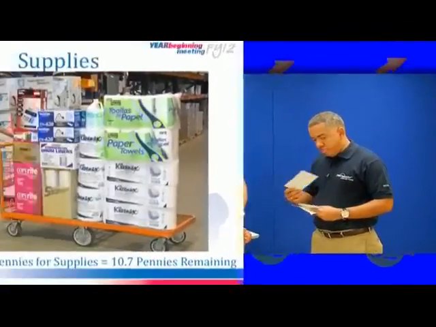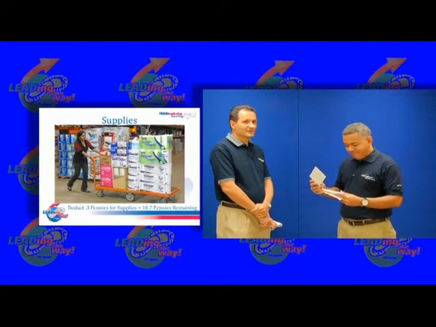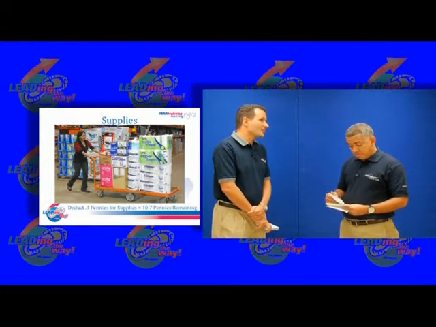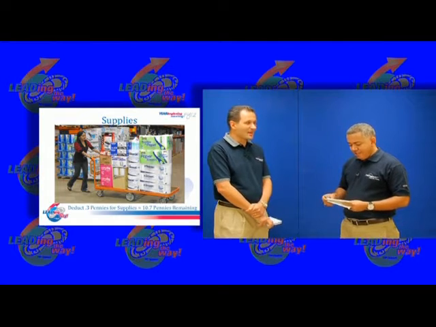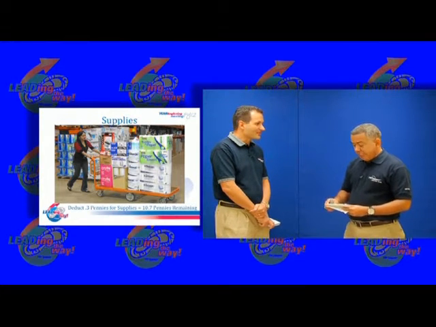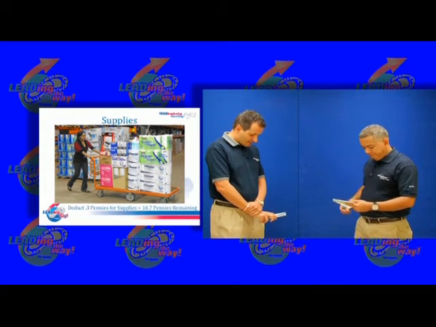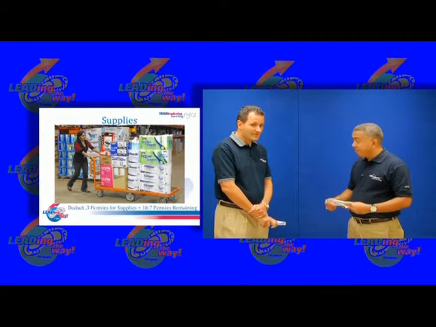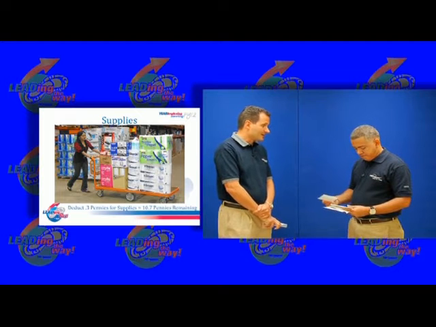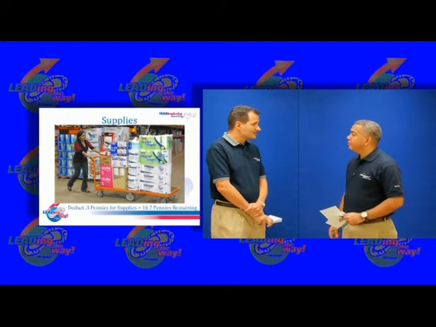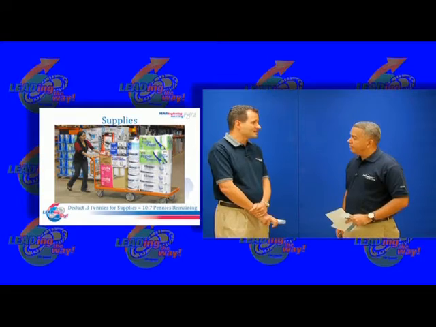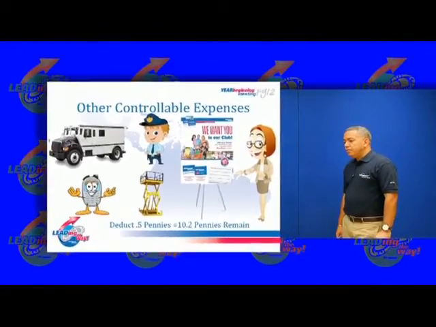Yeah, that one is supplies, and that's the one that a lot of people can relate to, because it's one that we probably talk about more often. Whether it's the toilet paper in the bathrooms or the copy paper that goes into the admin department, it would be supplies. And in this case, supplies are deducting another 0.3 pennies, and that's taking us down to only 10.7 pennies. So of course it's important that we continue to try and manage the business as best as we can, and not spend more than we need to in supplies to do that. Yeah. So are there any other types of controllable expenses that we didn't talk about?